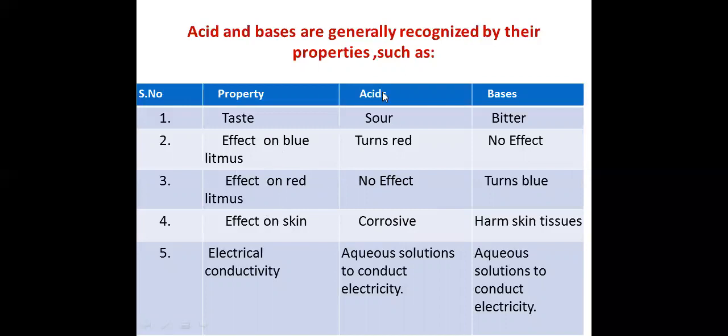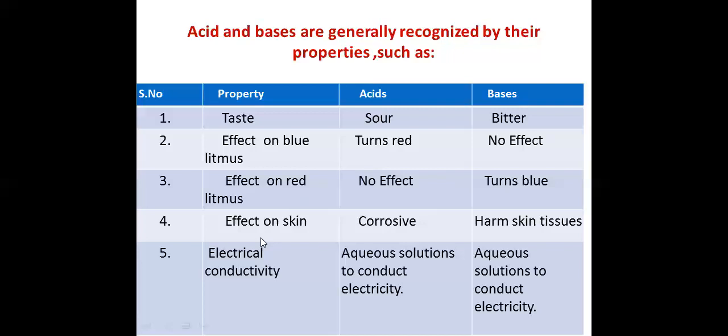What is the property of acids on these litmus papers? Acid turns blue litmus paper red and shows no effect on red litmus paper. The opposite is true of bases. Bases show no effect on blue litmus paper and they turn red litmus paper blue.